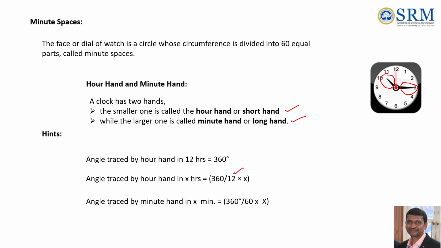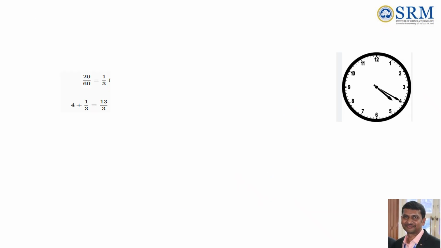How much angle is traced by the minute hand? This is because there are 12 hours in the clock. For the minute hand, 1 hour takes 60 minutes, so it is 360 by 60. This is about the hour, this is about the minutes. These two formulas you have to remember to convert into an angle. Actually, these 12 hours are converted into 360 degrees. So each hour is divided by 12, and each minute we take as divided by 60. We will see that while we are doing the problems.